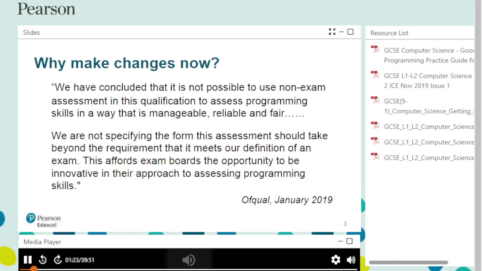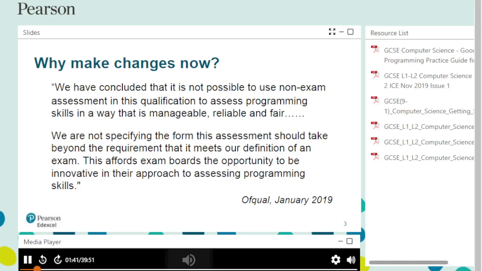Ofqual didn't specify what form this assessment should take, other than that it must be an exam set and marked by the awarding organisation. Awarding organisations were encouraged to be innovative in their approach to examining programming skills.